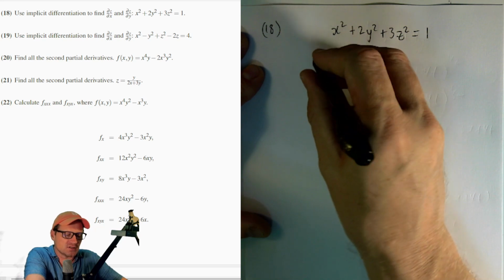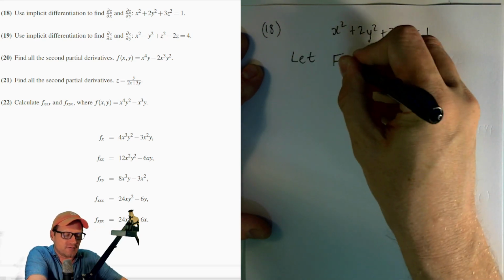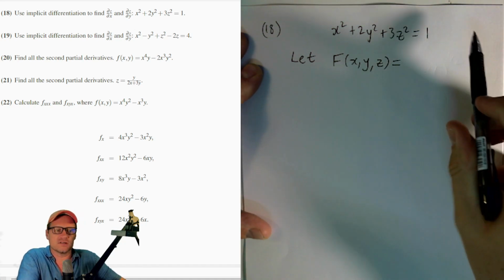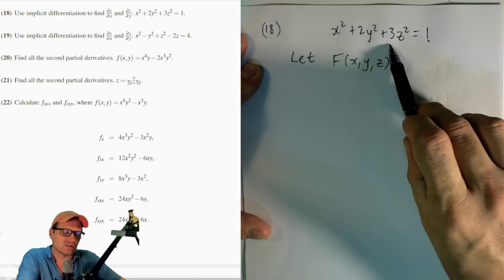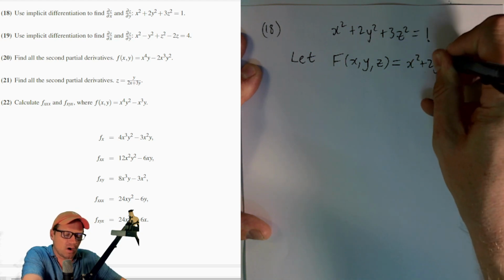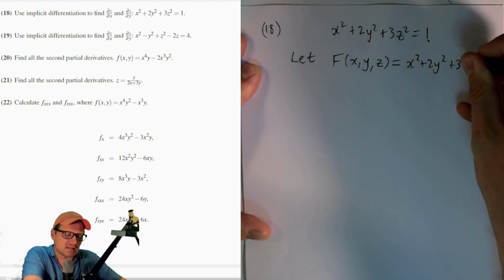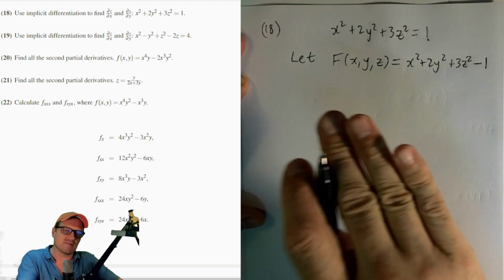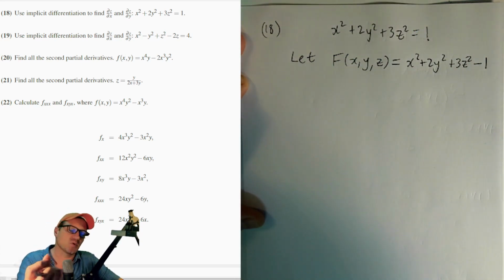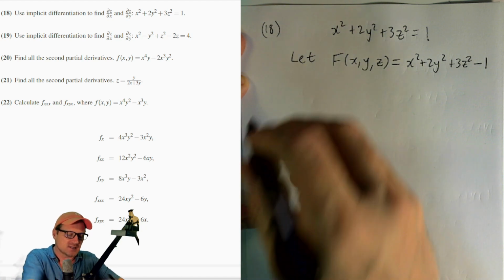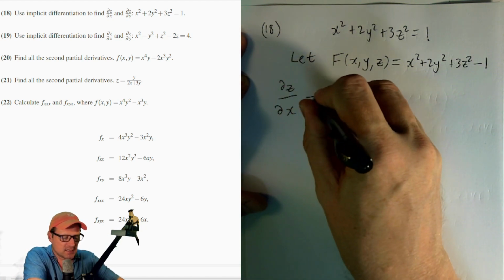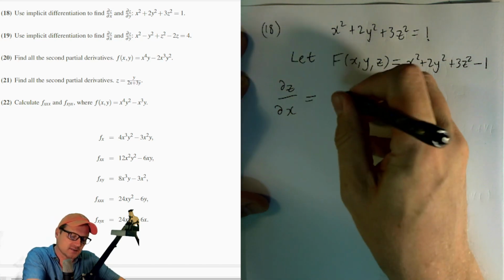And so in this case, it's easier to use formulas for implicit differentiation. So what we want to do is let f, uppercase F, be a function of x, y, and z. And so we just get it by taking this 1 over to the left-hand side so that we have 0 on the right. So x squared plus 2y squared plus 3z squared minus 1. So if F of x, y, and z is equal to 0, then the point x, y, z is a point of that surface.